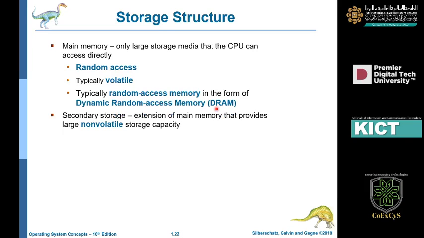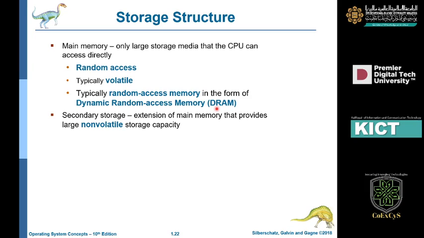So basically, a computer has a main memory and a secondary storage. A storage structure consists of these two. The main memory is the only large storage media that the CPU can access directly. This is usually your DRAM, accessed by random access. It is typically volatile, which means if you turn off the computer, the data will be lost. It is typically random access memory in the form of DRAM on your computer.